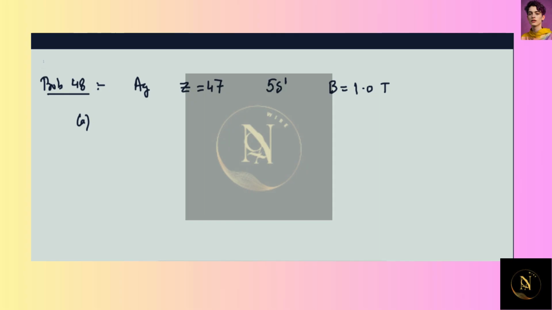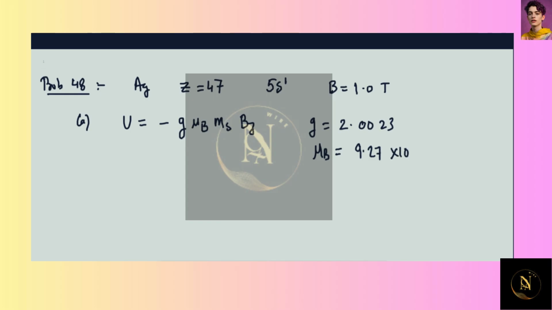So in part A, whenever an electron is placed in a magnetic field, the potential energy of that electron in a magnetic field is given by the relation U = -g μB ms Bz, where g is the gyromagnetic ratio, which is 2.0023 for electrons. μB is the Bohr magneton, which is 9.27 times 10 to the power minus 24 joules per Tesla, and ms is the spin of the electron, which can be either 1/2 or minus 1/2, and Bz is the z component of the magnetic field. In this case, it is just 1 Tesla.